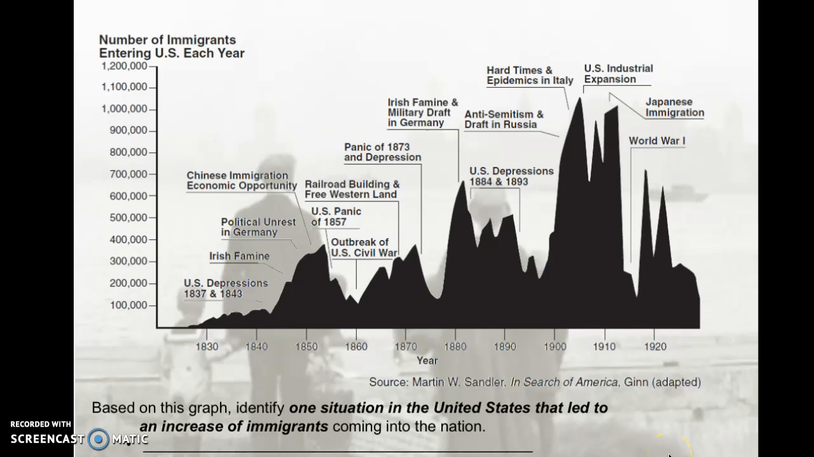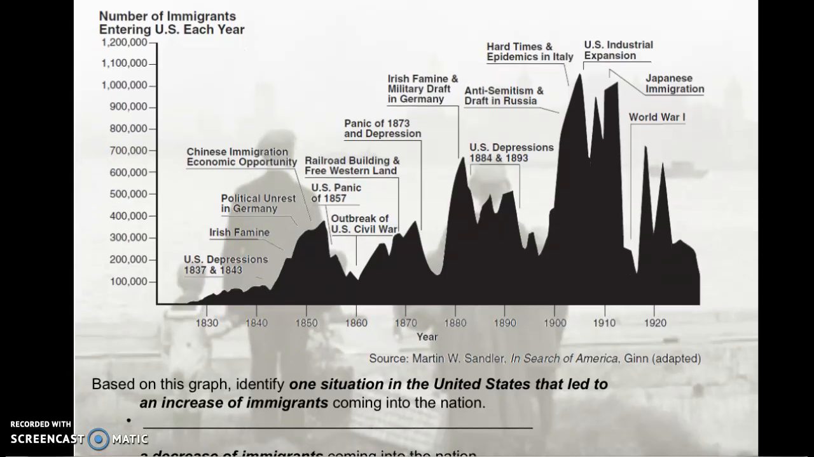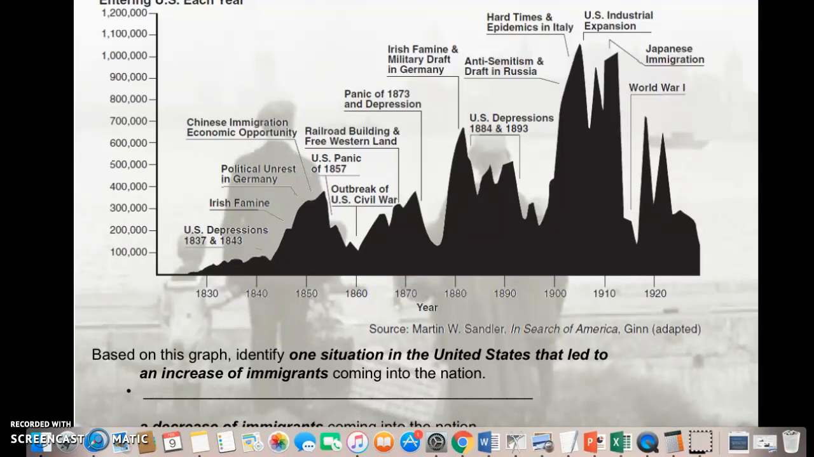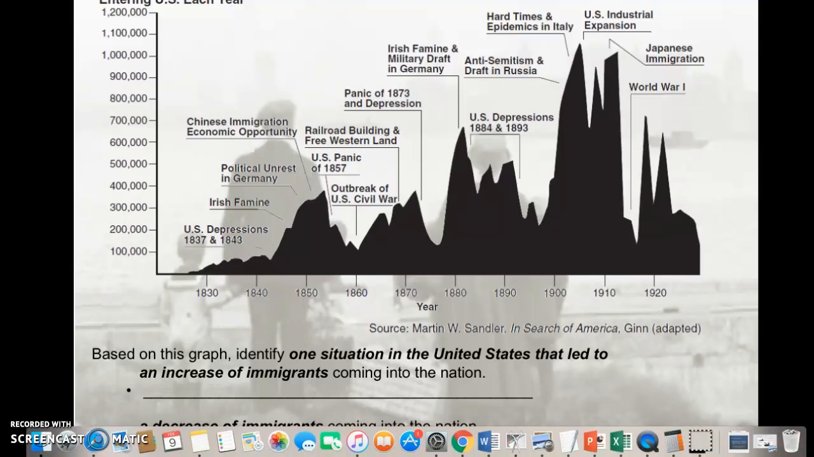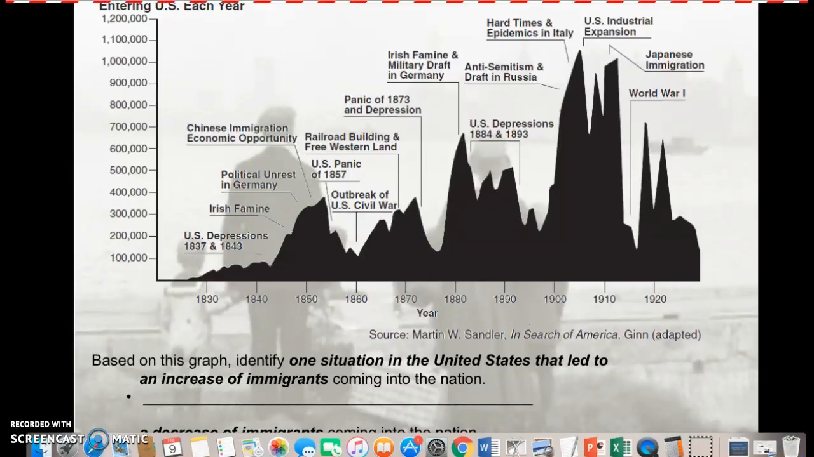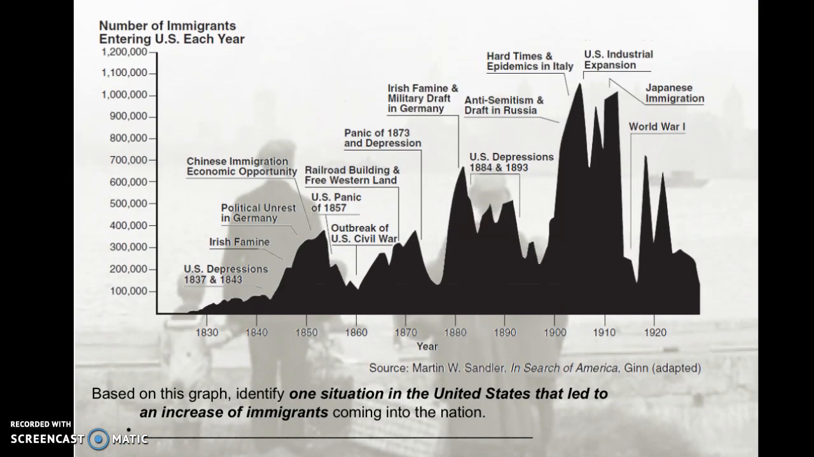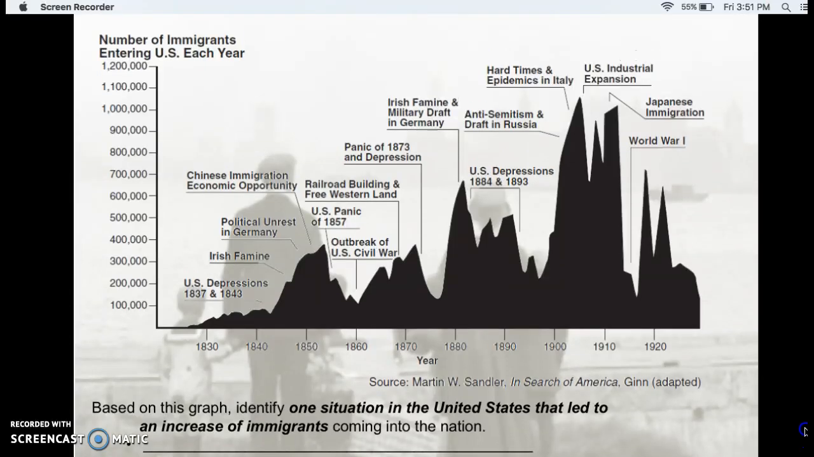So I want us to take a pause here, and I want you to take a minute and write down these two questions. I'm going to scroll down and see if you can see it. Based on this graph, which I'll move back up so you can see, identify one situation in the United States that led to an increase of immigrants coming into the nation. But I also want you to identify one situation in the United States that led to a decrease of immigrants coming into the nation.